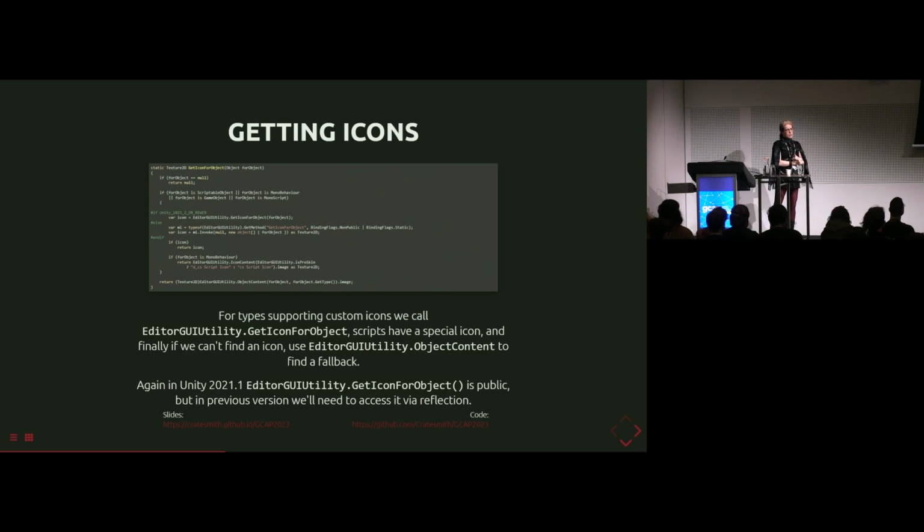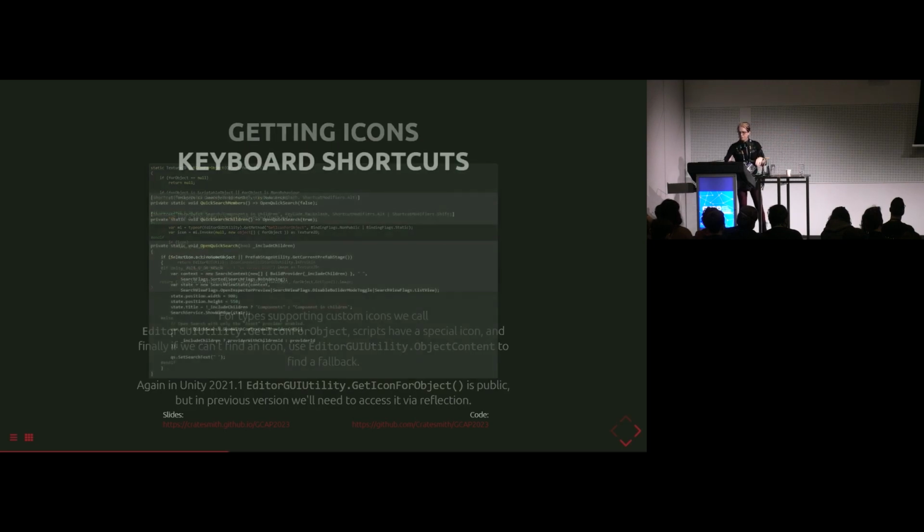If it's not one of those, if it's a script, scripts have a special icon that you look up by its name. And then we have a fallback: if we can't find any icon those ways, we use EditorGUIUtility.ObjectContent and get the image from that. And that's sort of the default case fall through that they use. Again, in 2021.1 and newer, that GetIconForObject function is public, so we call it one way. In previous versions, it was not, so we're calling that one by reflection. And we don't call this function that often, so it's fine to just call it by reflection without caching it.